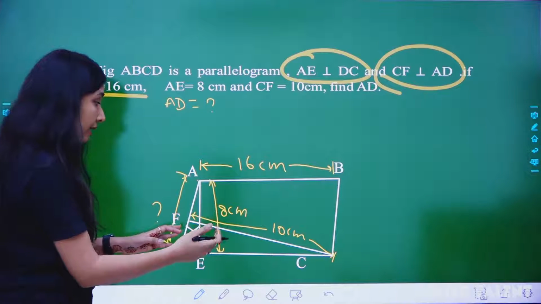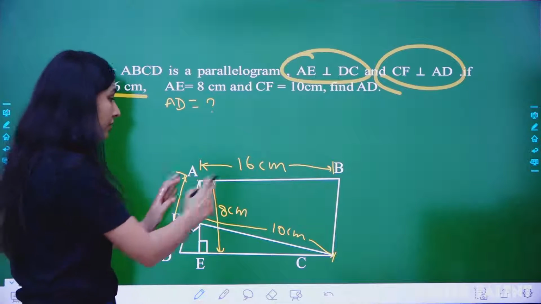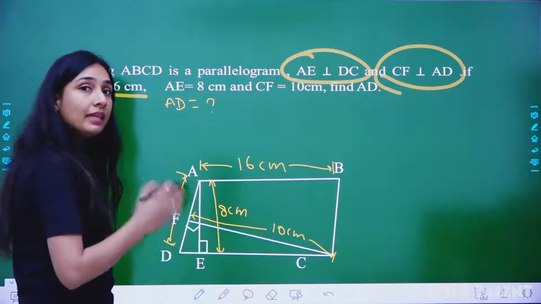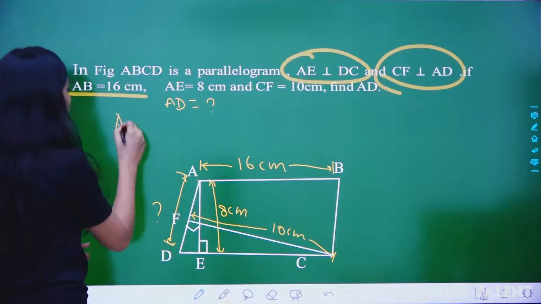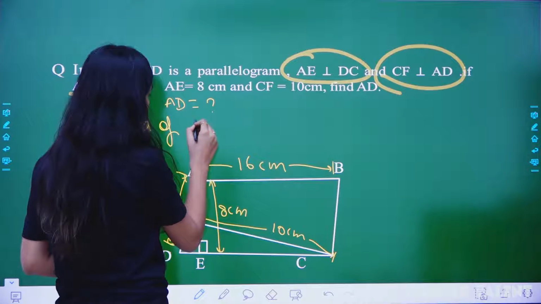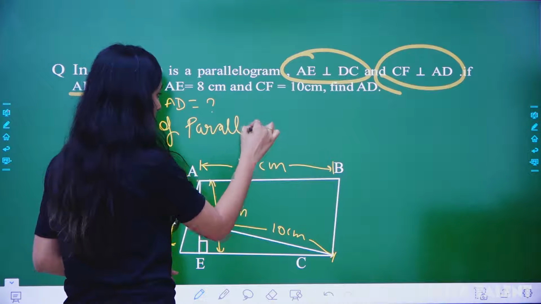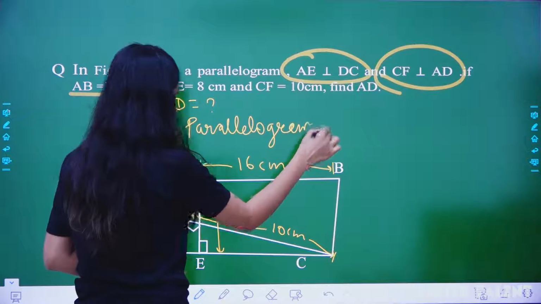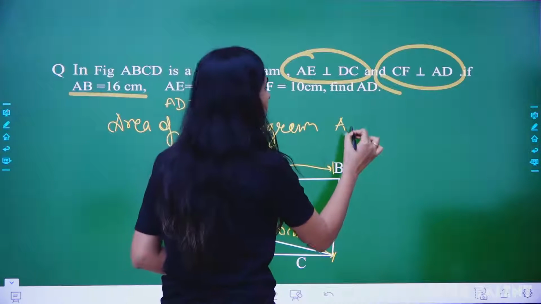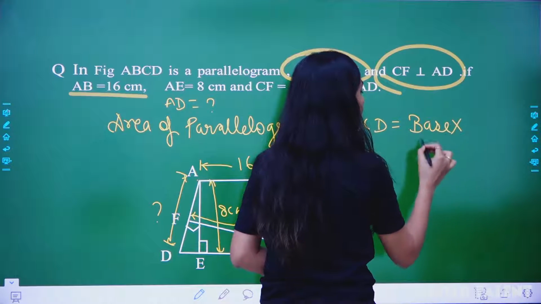Now this is a parallelogram, right? If this is a parallelogram, what will be the area of this parallelogram? The base multiplied by the altitude. Area of parallelogram. What is our parallelogram? ABCD. So area of ABCD is equal to base multiplied by altitude.